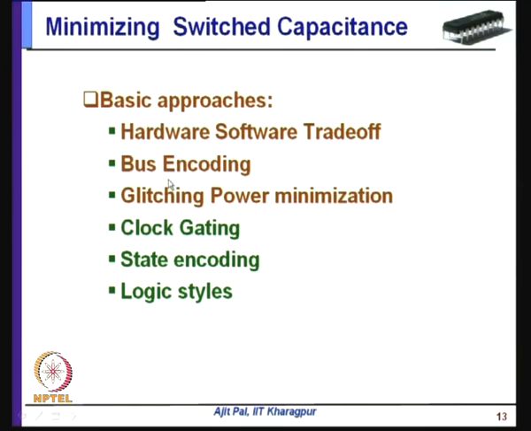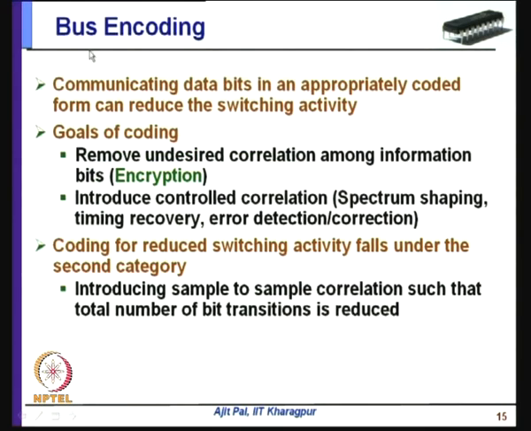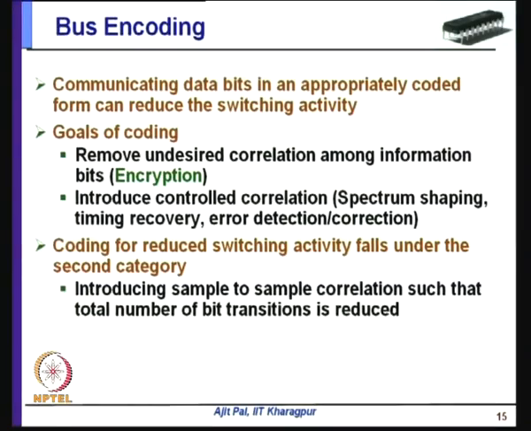Then the second technique that is used for minimizing switched capacitance is bus encoding. We know that whenever we have more than one chip or processor, or maybe within a single chip you have multiple cores or multiple subsystems, they are communicating with each other. Now, communicating data bits in an appropriately coded form can reduce switching activity.